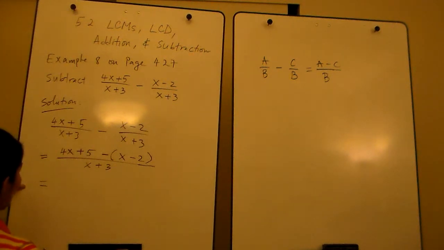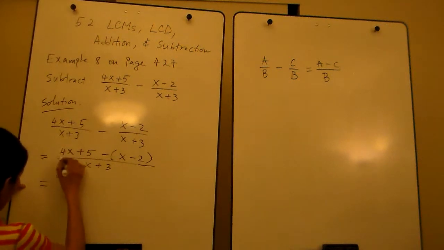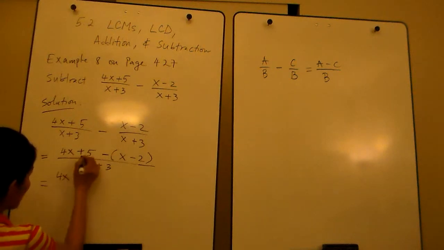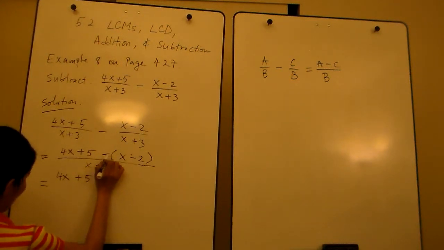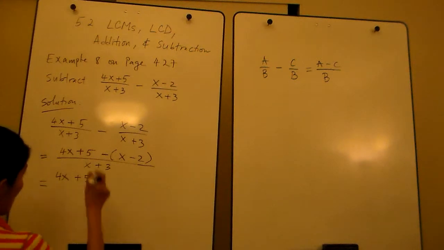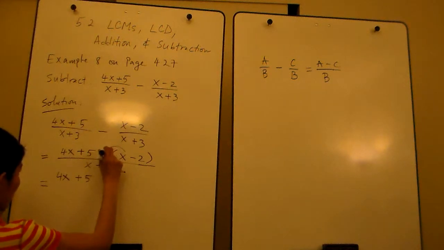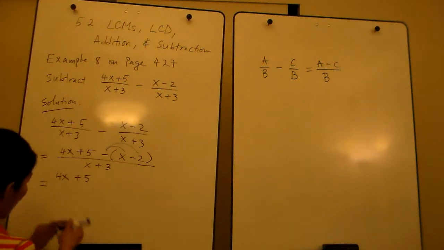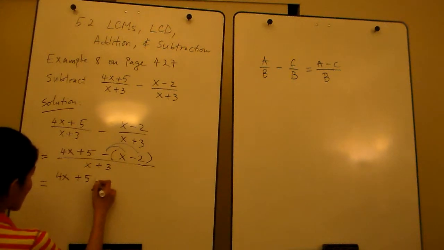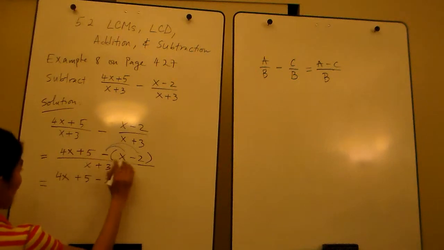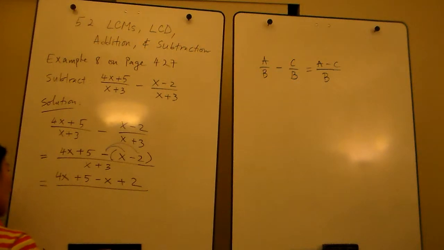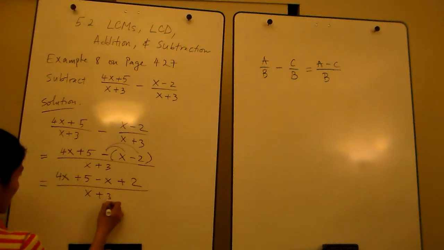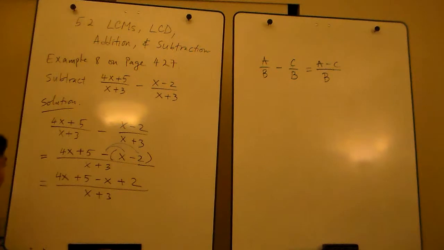Alright, now we simplify. So 4x, there's no other term to combine yet, it's 4x. There's no constant here right now, and we can simply write plus 5. This negative would apply to all terms, right? So you would distribute this negative to each term inside the parentheses. Negative times x is negative x. Negative times negative 2 is positive 2. Divide by x plus 3 in the denominator. Now simplify as much as you can.